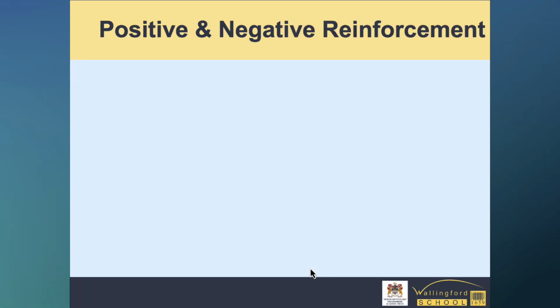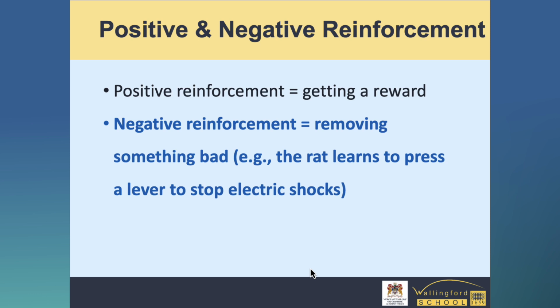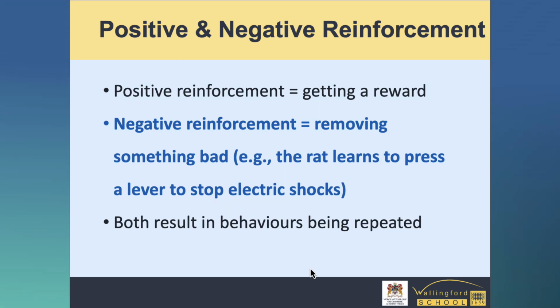Positive and negative reinforcement can be a little bit confusing. It's not quite the same as punishment. It's really focusing on the positive outcomes of a behaviour. So a positive reinforcement would be when you get a reward. A negative reinforcement is when you remove something bad. So in other words, the reward is removing an electric shock. So the rat learns to press a lever to stop an electric shock. Both of those result in behaviours being repeated.